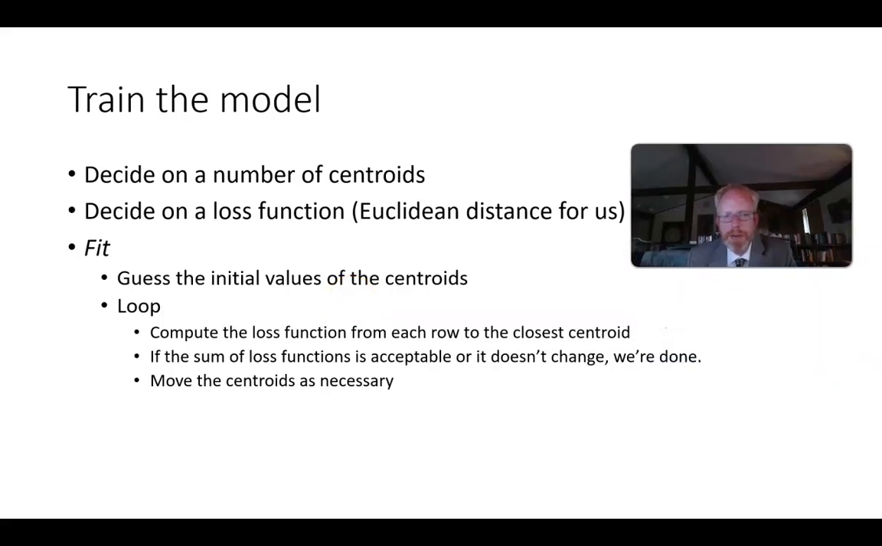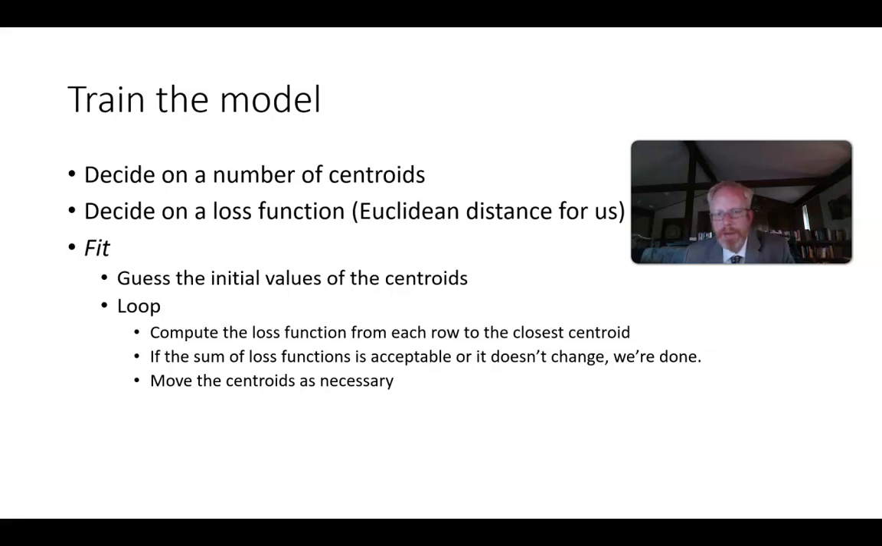So what we'll typically do is we'll train a model. We'll use something like k-means, decide on a loss function, and then we'll guess the initial value of the centroids. After that, we iterate. So we say, okay, what's the loss function from each row to the closest centroid? And then if the sum of the loss functions is the same or doesn't change significantly, we're good. But if the loss function is larger than we want, then we'll move the centroids and then we'll repeat the loop. And we'll keep repeating this loop until we get a loss function that is acceptable. So that's typically how we'll train a clustering model.